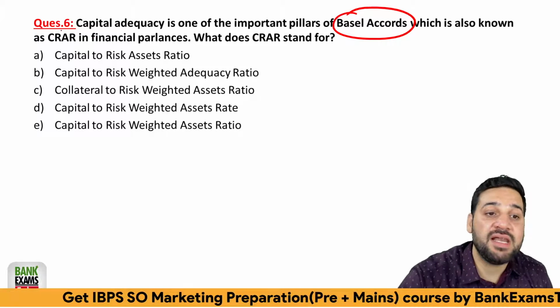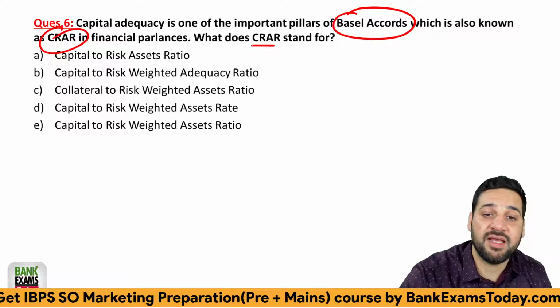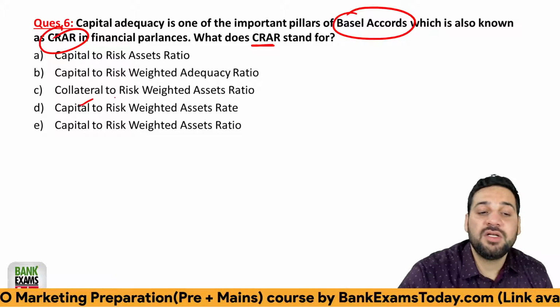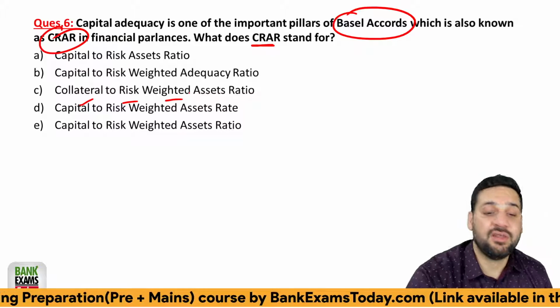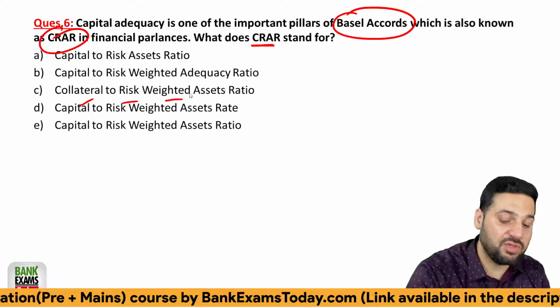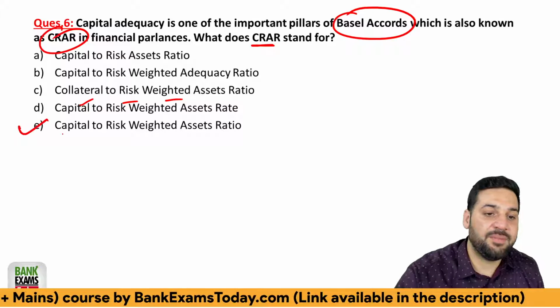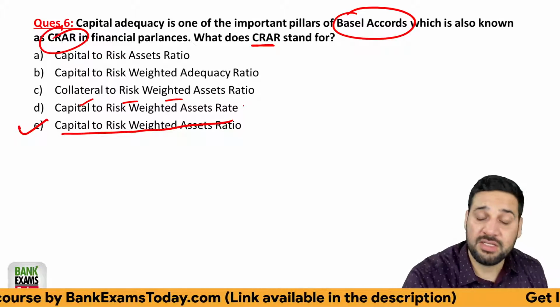Capital adequacy is one of the important pillars of Basel Accords. What is the full form of CRAR? It is Capital to Risk Weighted Asset Ratio. E is the correct answer. Capital to Risk Weighted Asset Ratio is the correct answer.